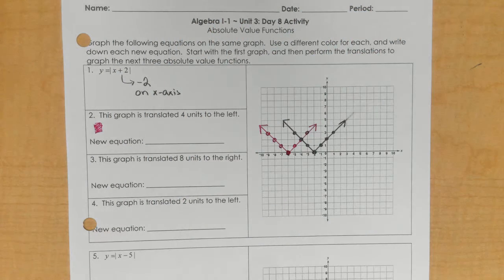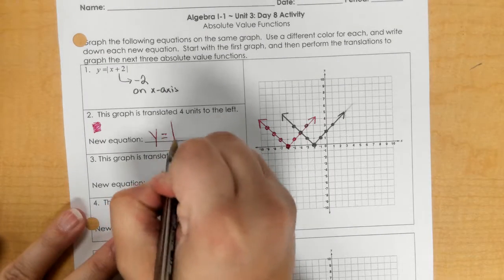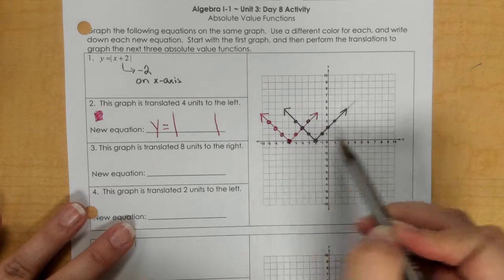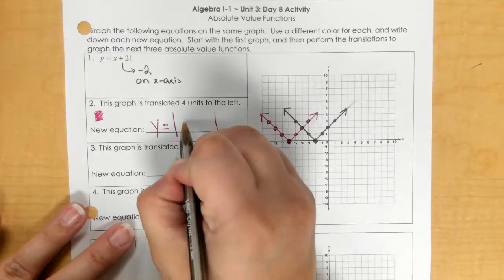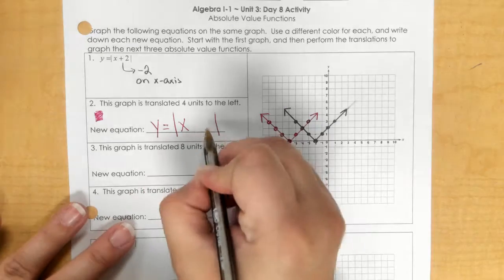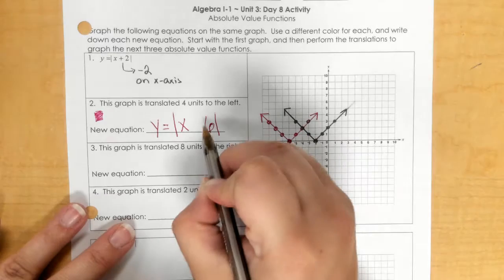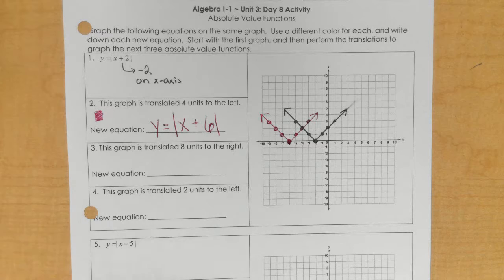Okay, and then it's asking us, what is that new equation? So I'm going to go y equals the absolute value, and then because we're on the x-axis, that means we're on the inside of the absolute value. So I'm going to be at x at 6. If this is a -6, when I write the equation, I do the opposite, which is positive.